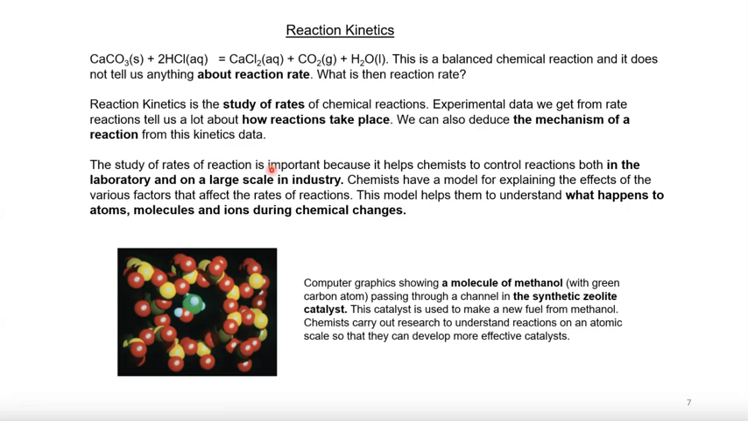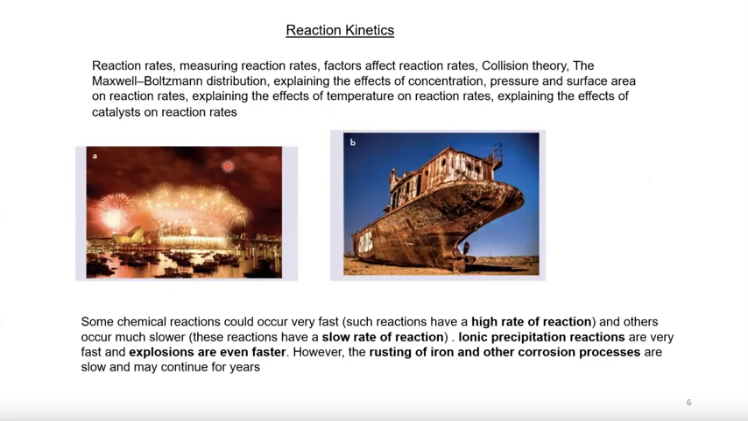Let me take the last slide. This is a firework, and this chemical reaction is very fast. This is a rusting process, which is a rather slow reaction. Ionic precipitation reactions are very fast, and explosion reactions are even faster, but rusting or corrosion are generally slow processes. They may take some years.